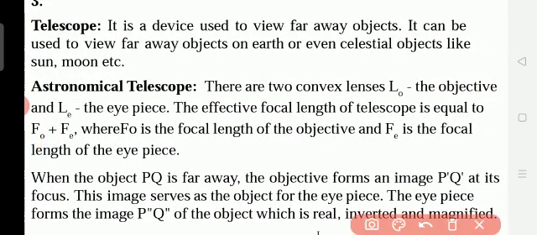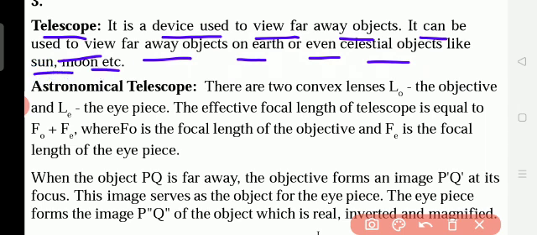We also use this in the telescope. It is a device used to view faraway objects. It can be used to view faraway objects on earth or even celestial objects like the sun and moon. With the help of the telescope, we can see very clearly and very big. Using the telescope we can see the sun, moon, stars, and some planets in the sky.